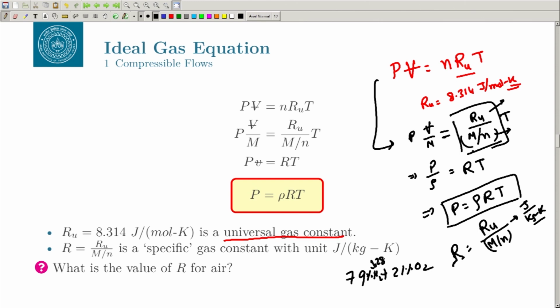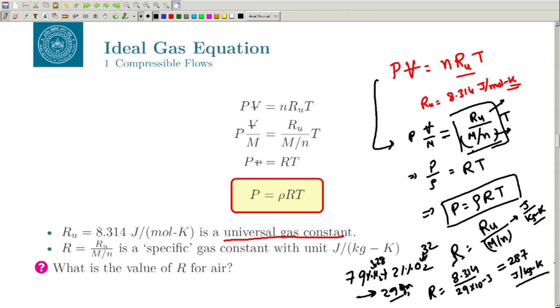nitrogen has a molecular mass of 28, oxygen has a molecular mass of 32. So, the molecular mass of the air will be around 29. And if you want to calculate R, it will be 8.314, and this is in grams, divided by 29 times 10 to the power minus 3. That will become around 287 joule per kg Kelvin, and this is the value that you typically use when you simulate an ideal gas.